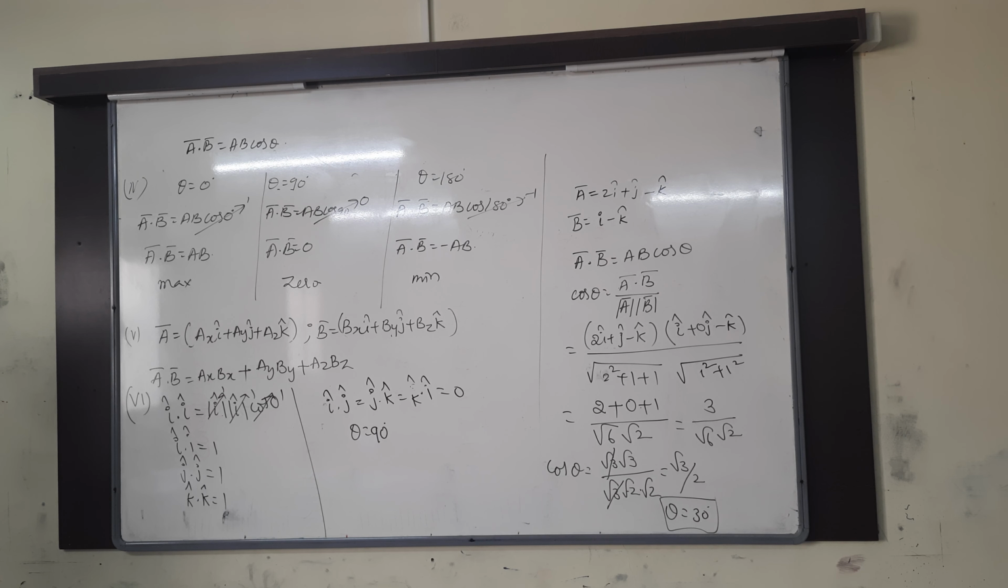Right, next. The angle between two vectors, A bar is equal to i cap plus 2j cap minus k cap, and B bar is equal to minus i plus j plus 2k. Find out the angle between them.